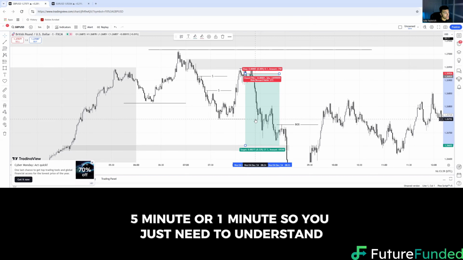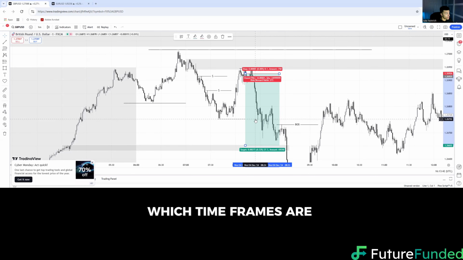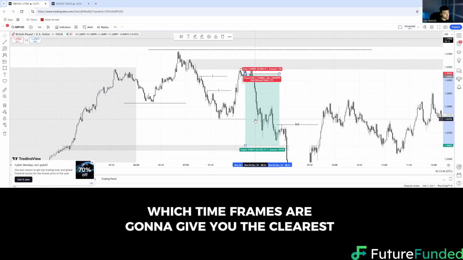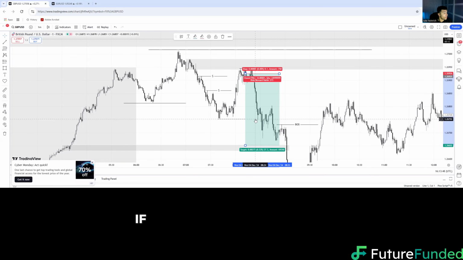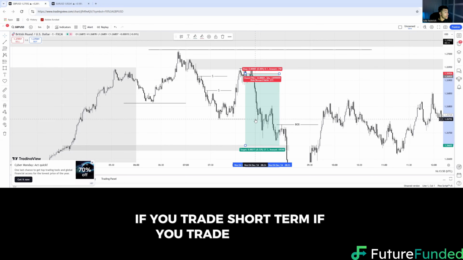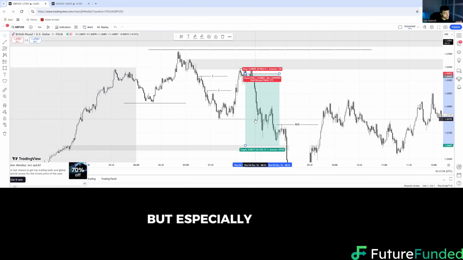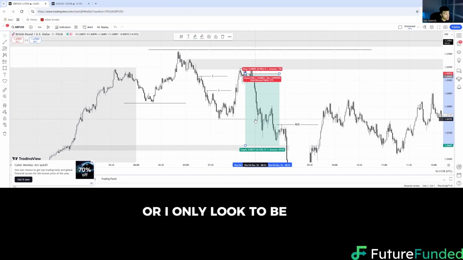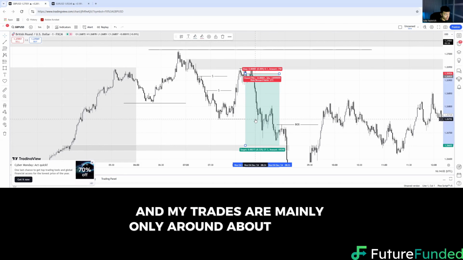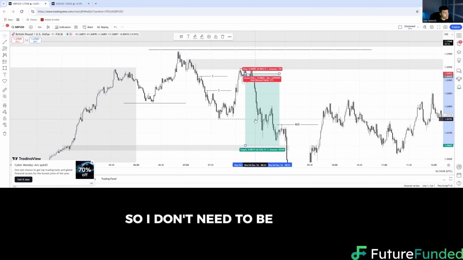So you just need to understand which time frames are going to give you the clearest possible direction over the short period of time if you trade short term. If you trade long term, of course the rule sets and the skills do differ, but especially with my strategy, I only look to be in a trade for 20 minutes to half an hour. My trades are mainly only around about half an hour anyway, so I don't need to be looking at the daily time frame, whereas some people do.